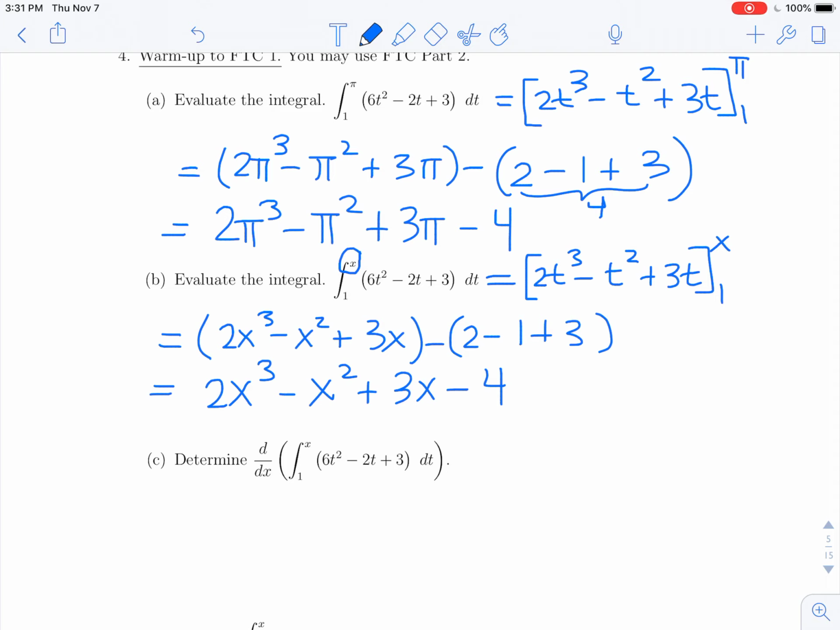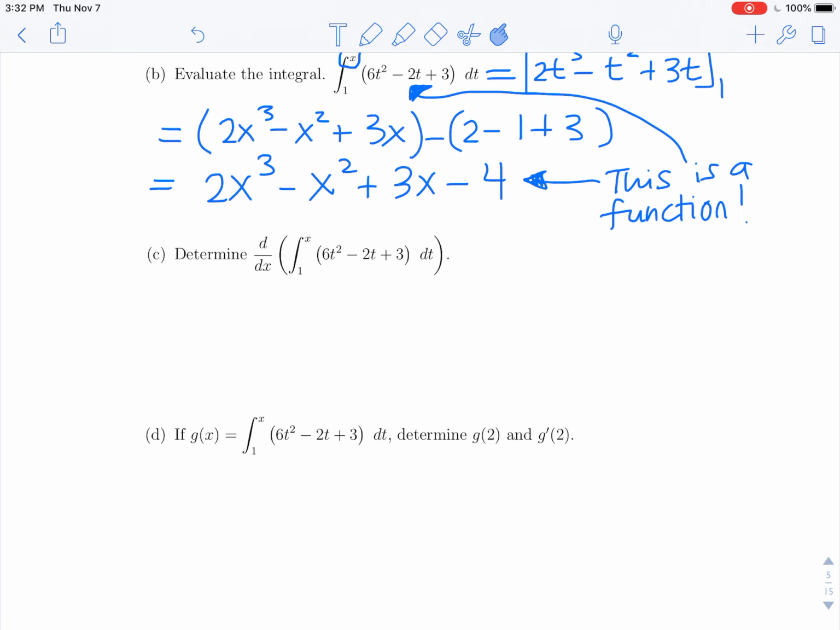And so what this is telling you is this definite integral here, this is a function. And you can especially tell when you write it in this way, this 2x cubed minus x squared plus 3x minus 4. This is definitely a function. So that weird definite integral with an x as its upper limit of integration represents a function, specifically a function of x.